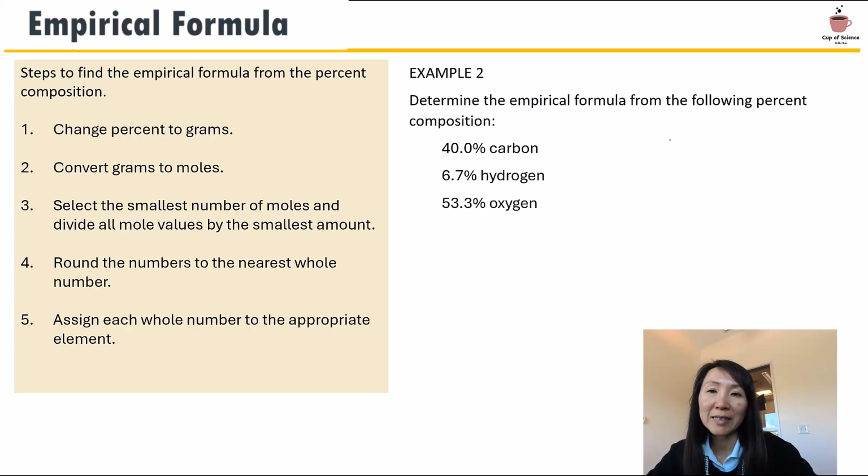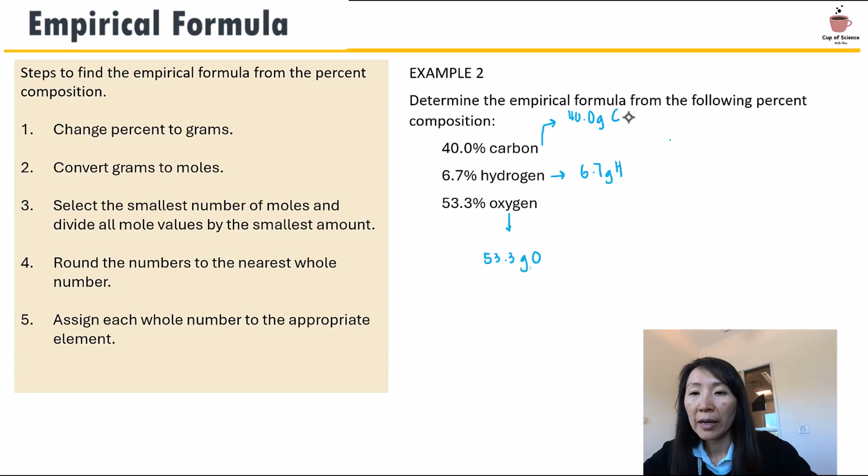Okay, now let's add in another element. Now we have 3 elements and it's the same deal. You're going to take number 1, change the percent to grams. So we change the carbon into 40.0 grams of carbon. Hydrogen is going to be 6.7 grams of hydrogen. And lastly, for oxygen, it's 53.3 grams of oxygen.